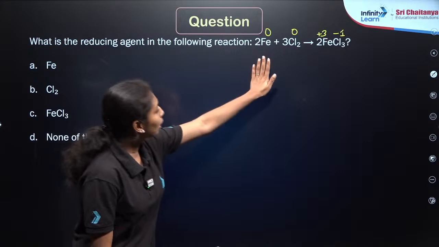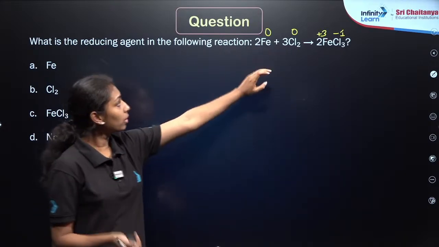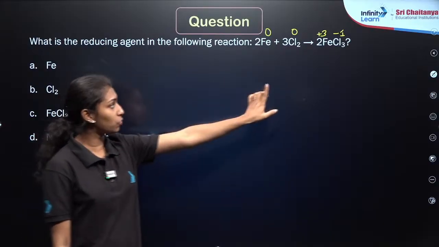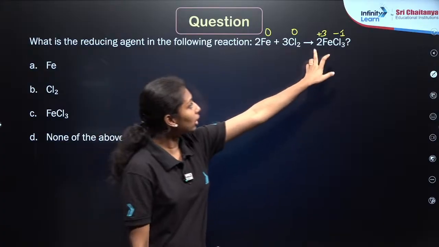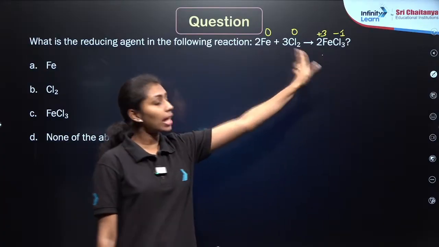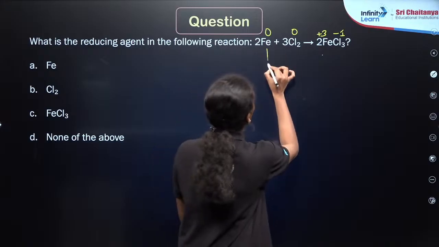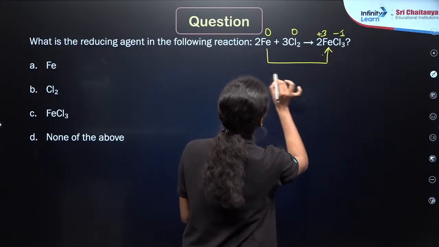Iron is in the pure elemental form, so it has the oxidation number of 0 here, and chlorine is again in elemental form, again it is 0. In the case of FeCl3, for 1 chlorine it is -1, for 3 chlorine it will be -3, so in total the oxidation number of iron is +3 in FeCl3. So what you are observing here, the oxidation number increases from 0 to +3 for the iron, so this is the oxidation.